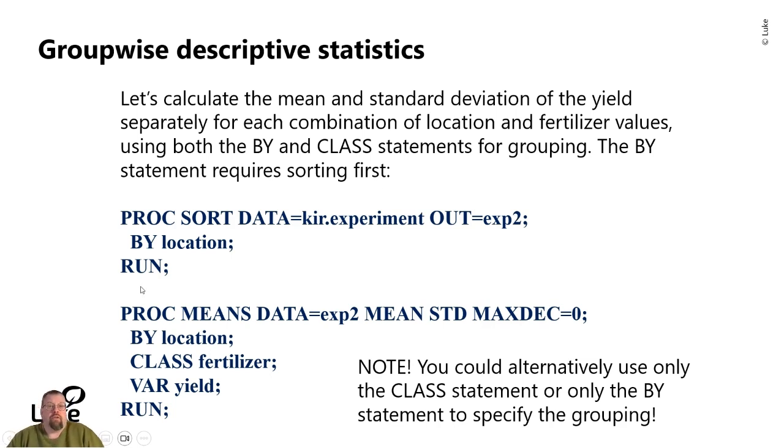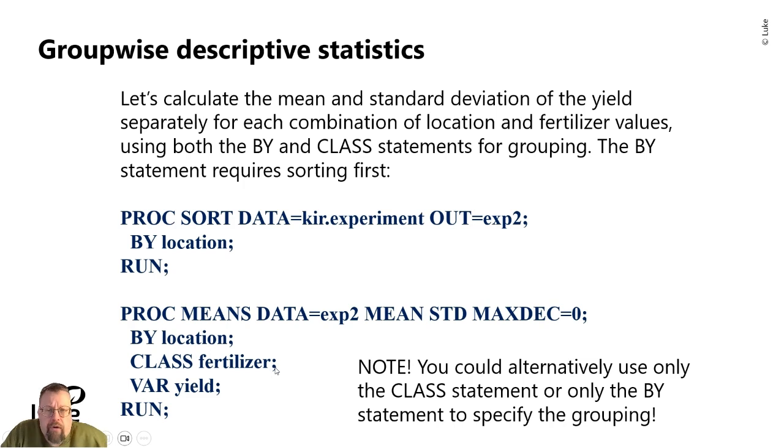Or another alternative is, if the data is already sorted, then of course we do not have to sort it again. But here we sort by location, we save the output as x2 and take it as the input in the proc means. Then we define that we want to calculate statistics from the yield variable, and we want to do it by location, and in the class statement we have fertilizer.